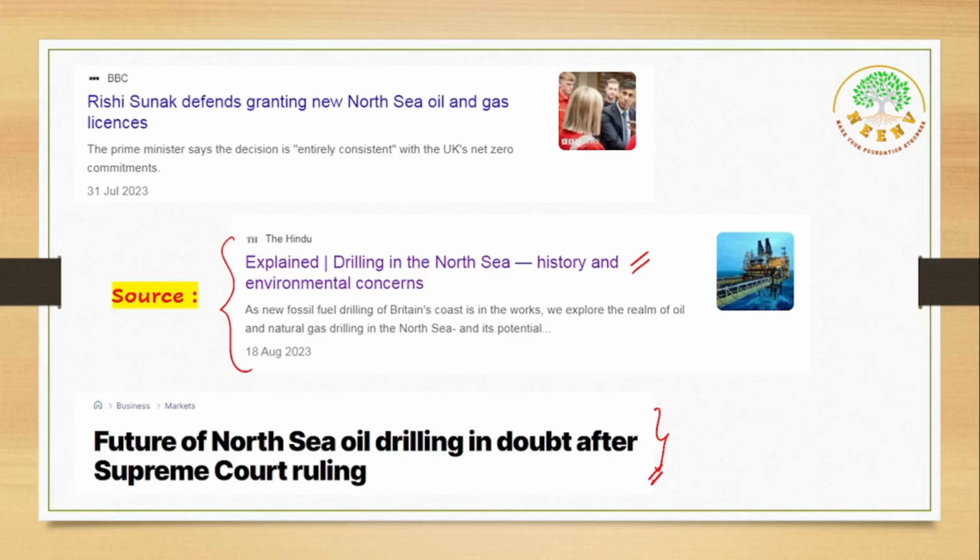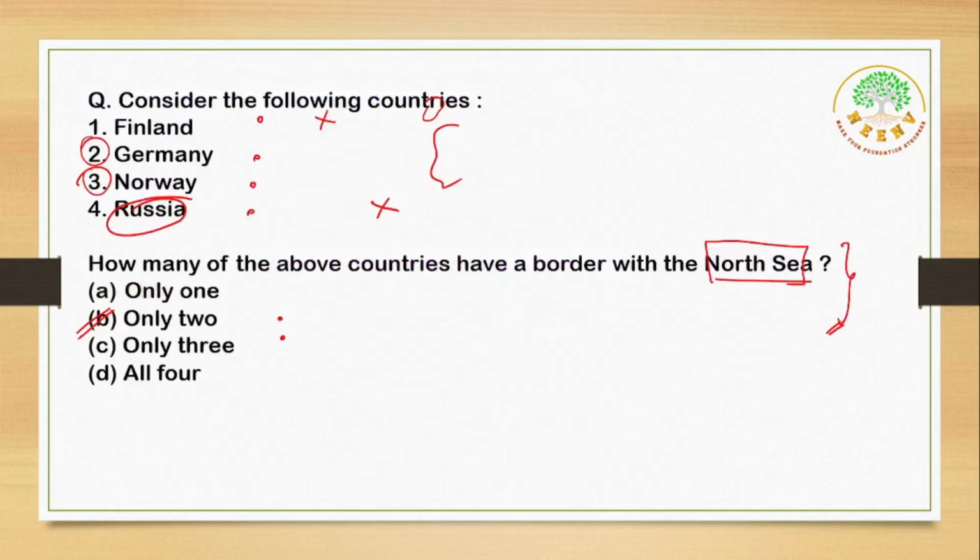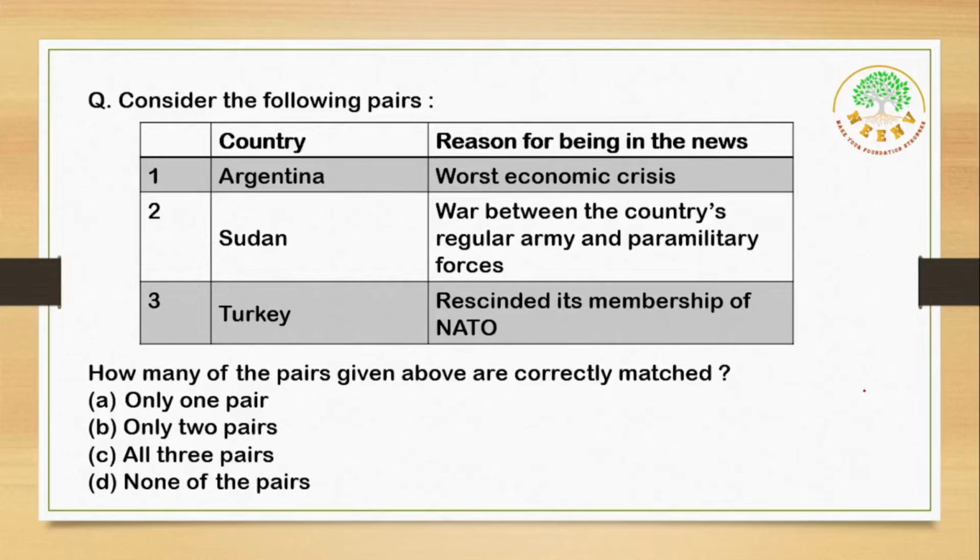So like we discussed, the answer is only two because Russia and Finland are the bordering countries of the Baltic Sea and not the North Sea. Germany and Norway are the correct options. Now let's discuss the next question.